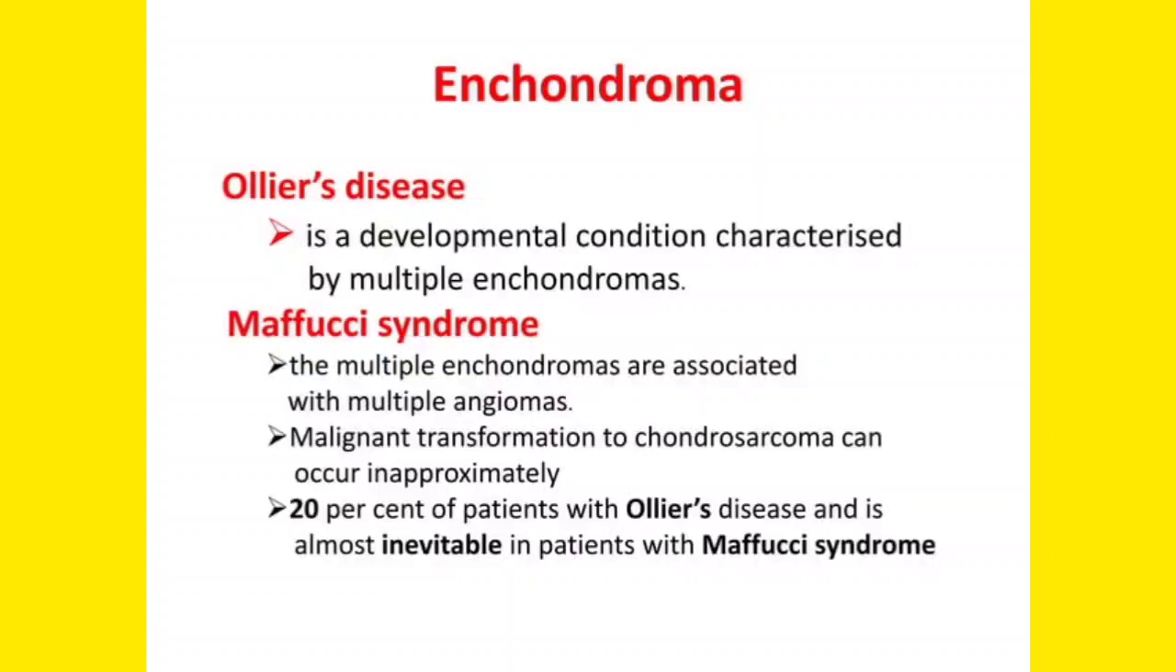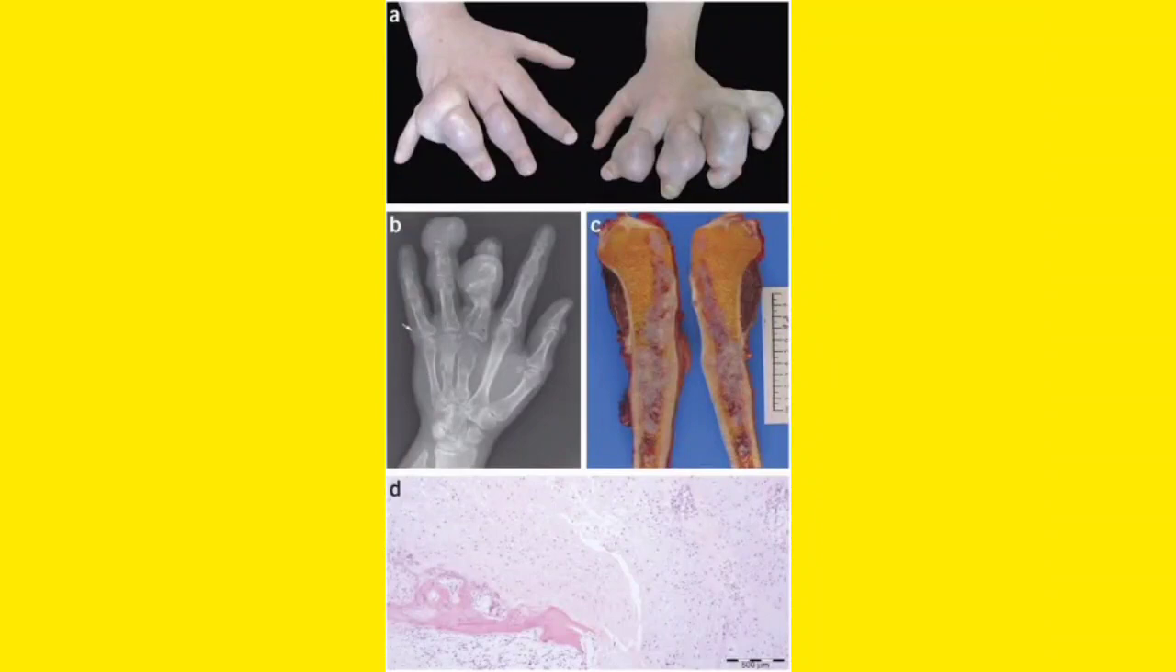So Maffucci has multiple things. You can remember like that. Maffucci is M, so it contains multiple things. What are the multiple things? One is enchondroma, another is angiomas. So both enchondroma and angiomas are present, enchondromas and hemangioma, but Ollier's is only enchondroma.